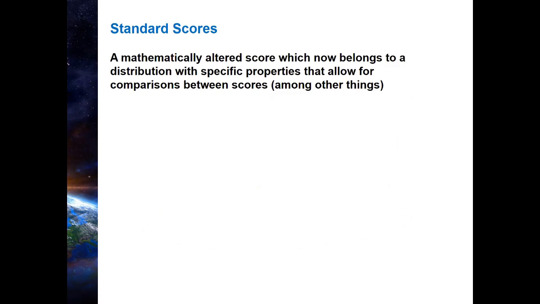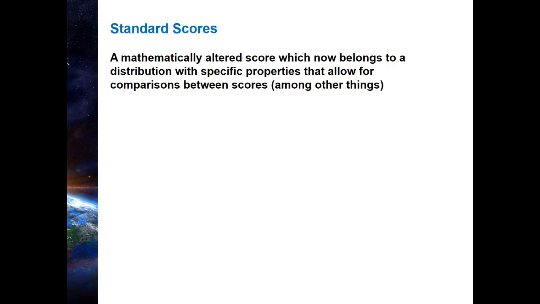All right, so let's look more closely at this concept. A standard score, or standardized score, is a mathematically altered score which now belongs to a distribution with specific properties that allow for comparison between scores, among other things. So it's no longer a raw score if it's been mathematically altered. Once you have mathematically altered that score, it belongs to a new distribution. We call it a standard distribution. And remember, it might be a Z distribution or a T.